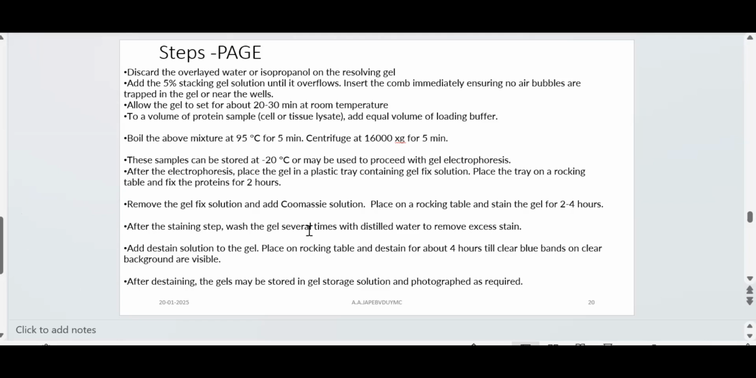In the staining step, you have to wash the gel several times so the excess stain is removed. Of course, you can use a destaining solution like methanol, which can be added for destaining, and the excess stain can be removed. And then you are going to take a photograph of it. That means you are going to use the gel documentation system.